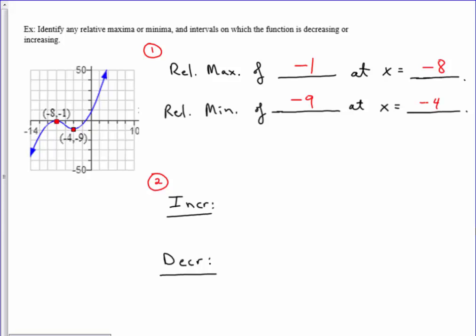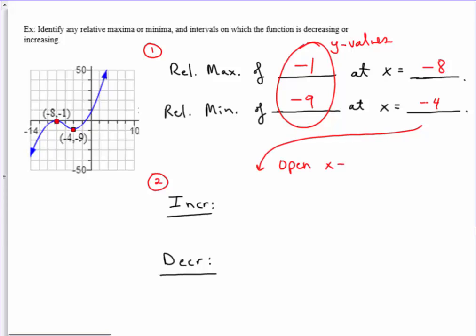For max and mins, our answers are the y values. However, it's nice to have the x values that are associated with them, because the x values help us with the second part of this problem, which has to do with increasing-decreasing behavior. We know that for increasing-decreasing behavior, we are using open x intervals. So these are y values, and then these x's help us with our open x intervals for the second part.